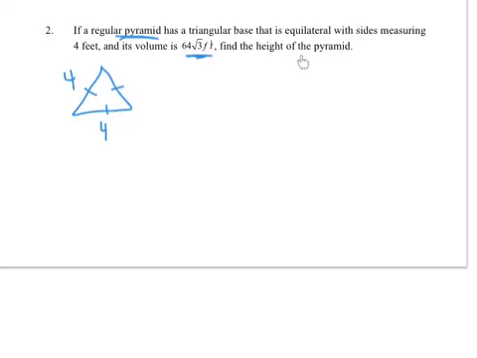We need to find the height of the pyramid. Again, our formula for volume is 1/3 the base area times the height. This time I'm going to solve for the height, so I've got to find the base area first. I don't have all the dimensions I need. I have the base is 4, the little b, but I need the height of the equilateral triangle, the altitude. So I'm going to call that x.